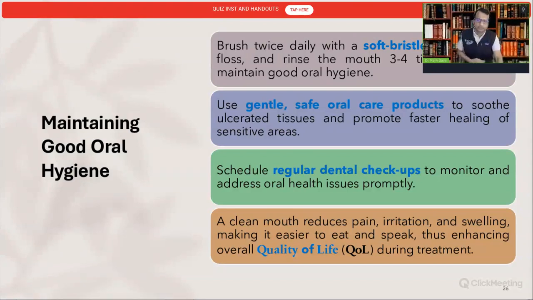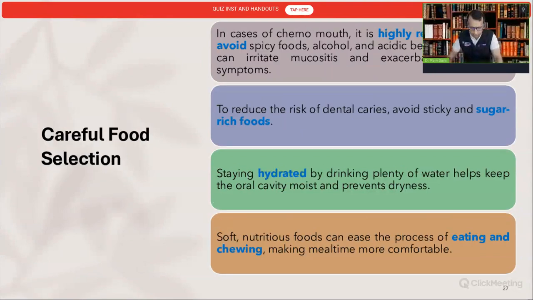The fourth important thing is that if all the things we mentioned are taken care of, it will definitely enhance the quality of life of a patient. And when the quality of life of a patient has been increased through the oral cavity, it definitely reflects in a better quality of life and systemic health in general.